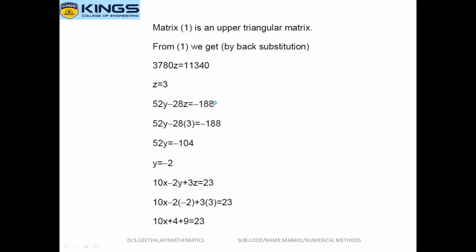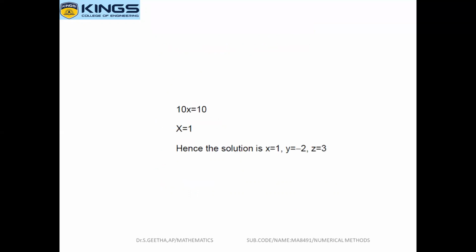Now, we substitute the values of y and z in 10x minus 2y plus 3z equal to 23. 10x minus 2 into minus 2 plus 3 into 3 equal to 23. 10x plus 4 plus 9 equal to 23. 10x equal to 10. Therefore, x equal to 1. Hence, we obtained the solution x equal to 1, y equal to minus 2, and z equal to 3.